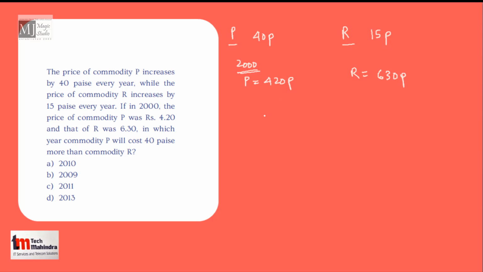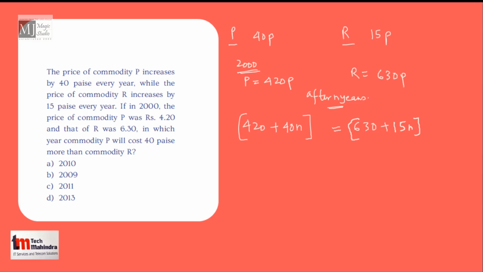Okay, we can solve this as an AP series question also. Suppose after n years the condition is satisfied. Then what would be the price of P after n years? 420 plus 40n. Okay, this would be the price of P after n years. And what would be the price of commodity R? 630 plus 15n, because in this case it is increasing by 15.